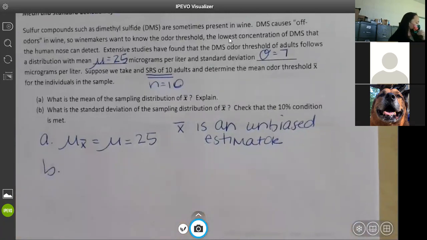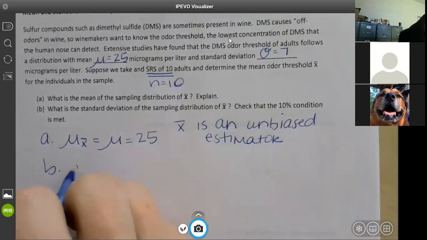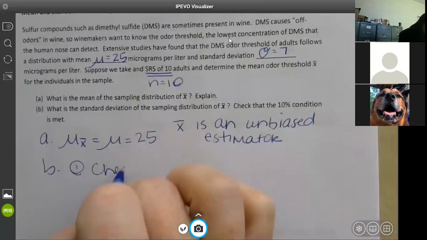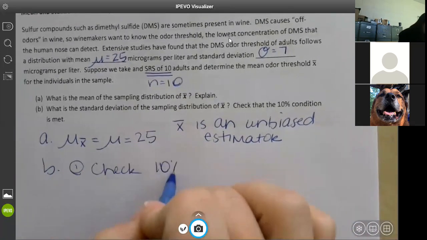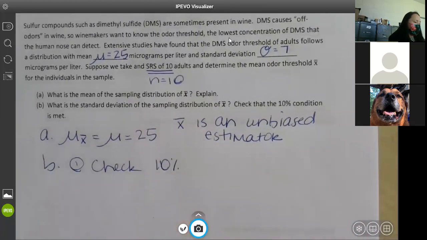That's it, that's part A. B said, what is the standard deviation of the sampling distribution of X bar? Remember, to find the standard deviation, we have to check the 10% rule. So the first thing we need to do is check the 10% rule or 10% condition.